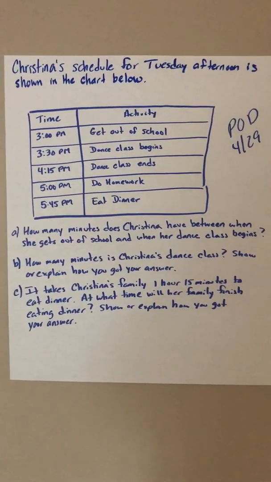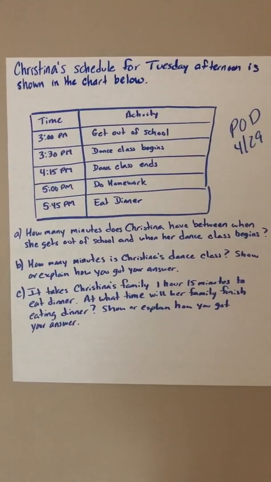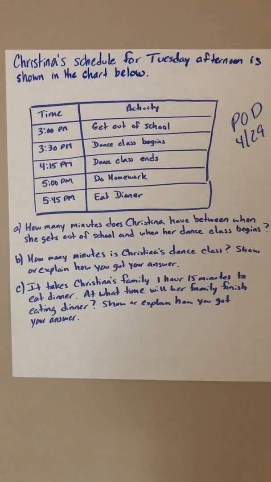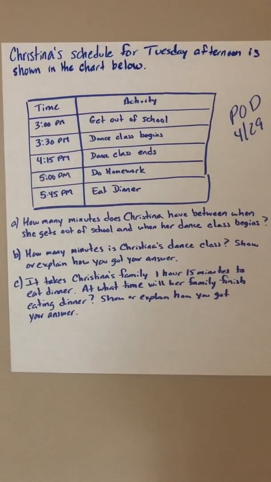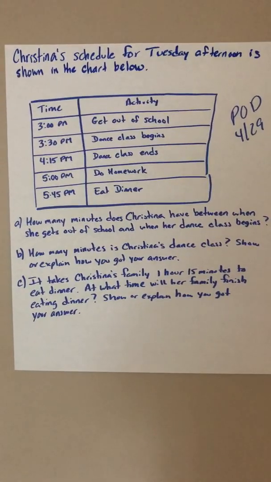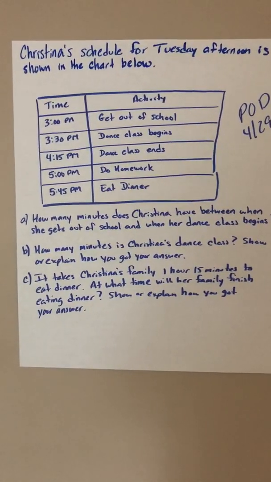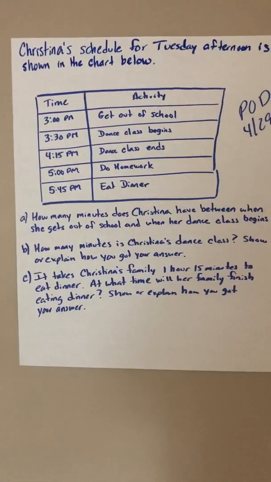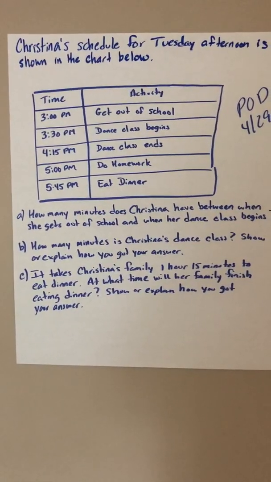So it says Christina's schedule for Tuesday afternoon is shown in the chart below. So at 3 o'clock she gets out of school. At 3:30 dance class begins. 4:15 dance class ends. 5 p.m. do homework. 5:45 p.m. eat dinner.